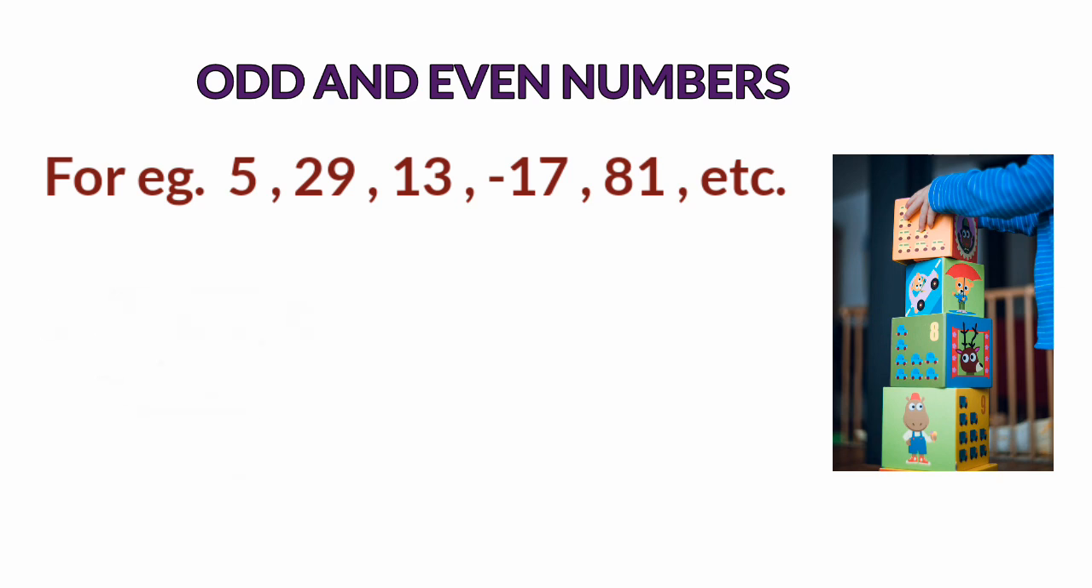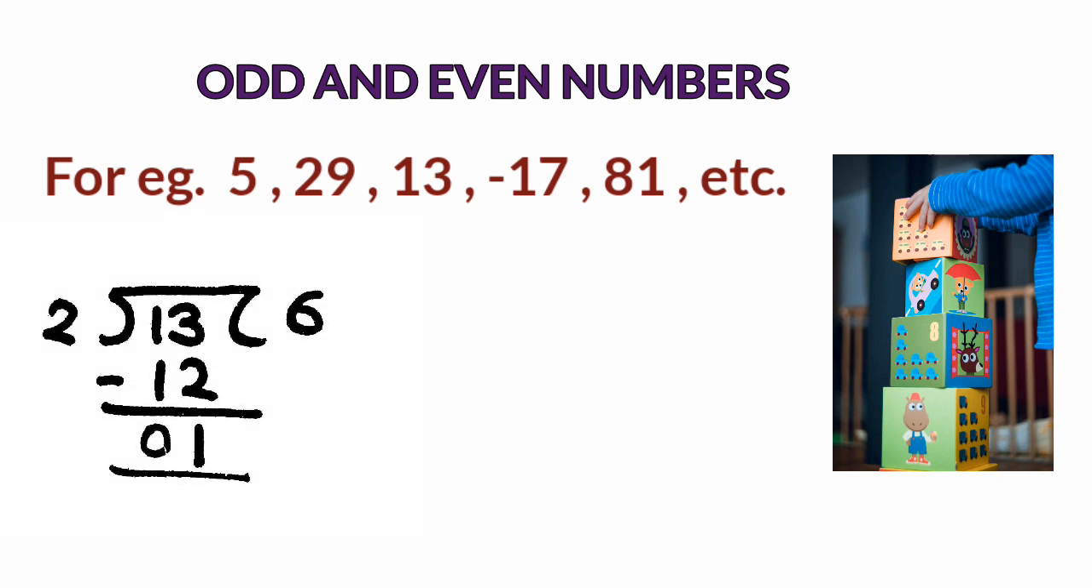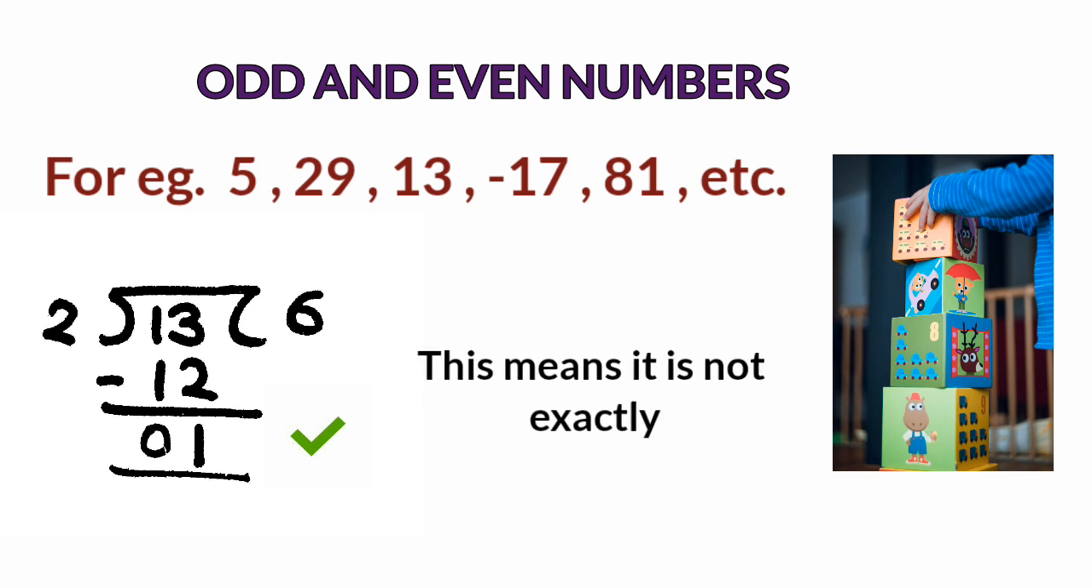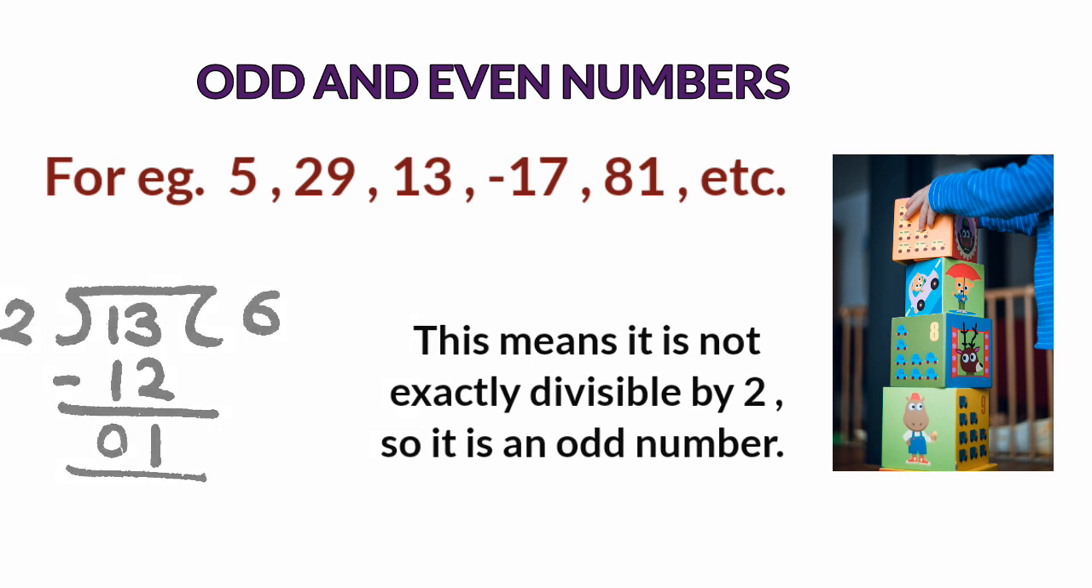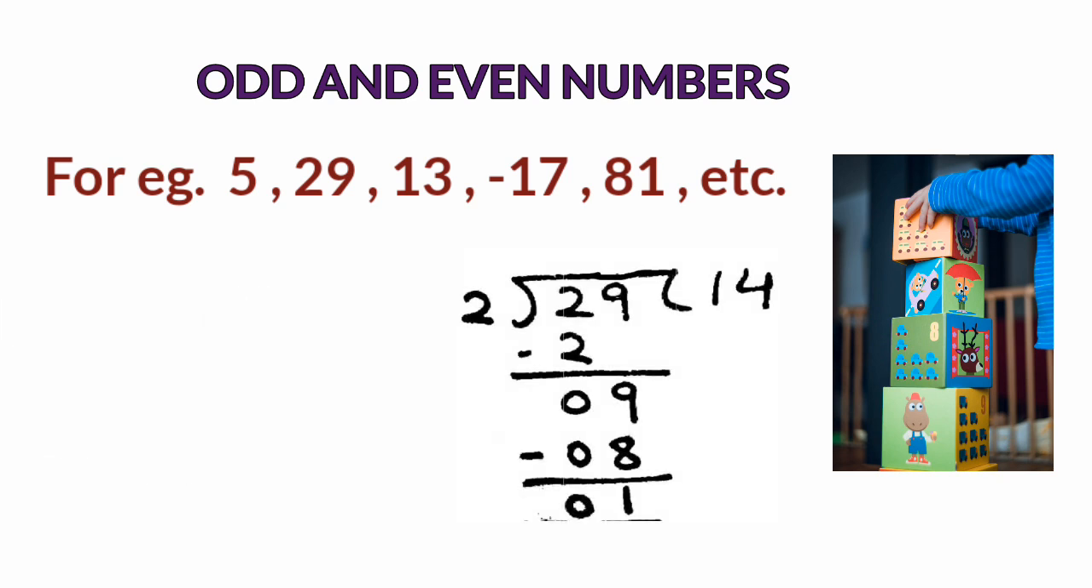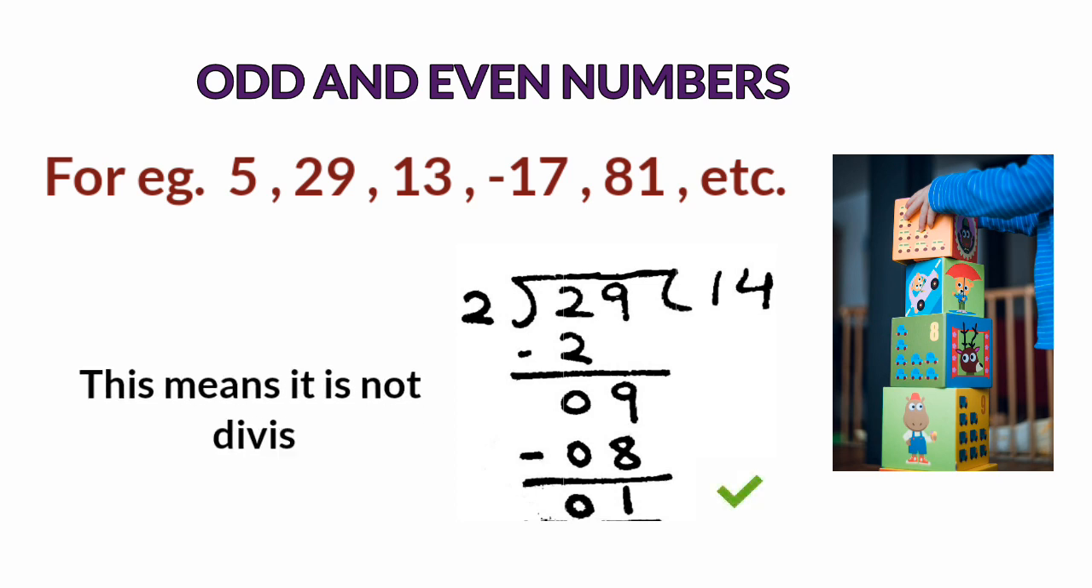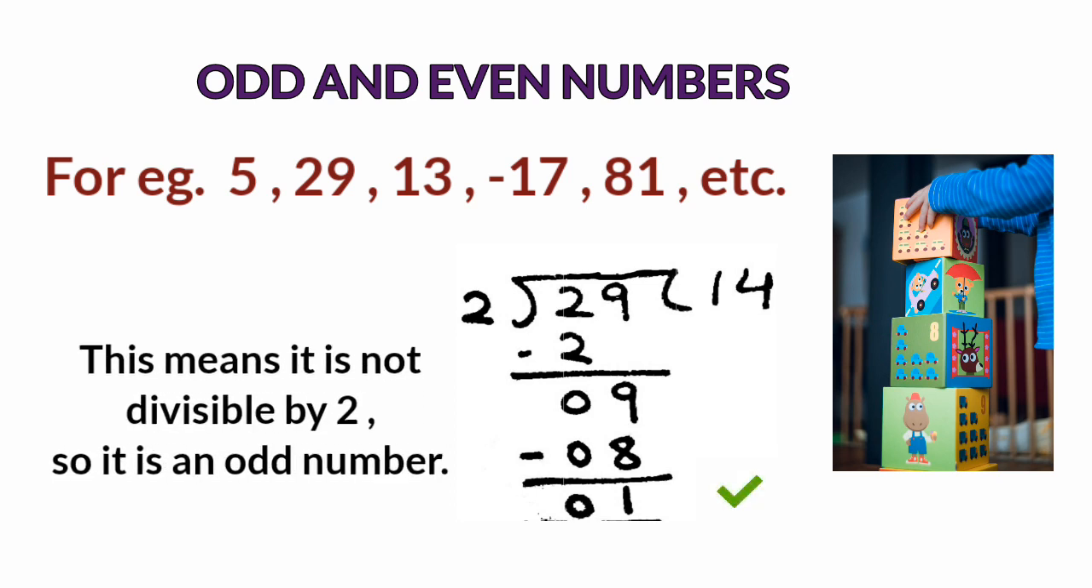Let's take an example of 13. When 13 is divided by 2, it leaves remainder 1. This means it is not exactly divisible by 2, so it is an odd number. Let's take another example of 29. When 29 is divided by 2, it also leaves a remainder. This means this is not divisible by 2, so this is an odd number.